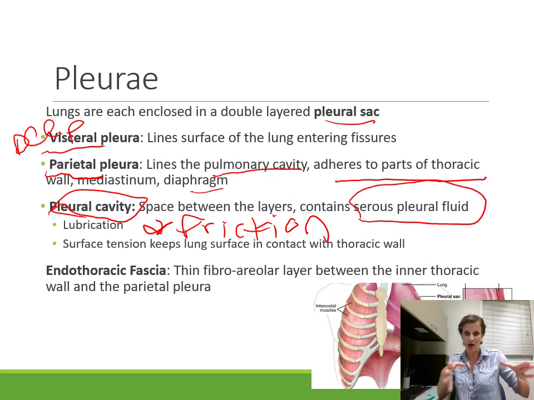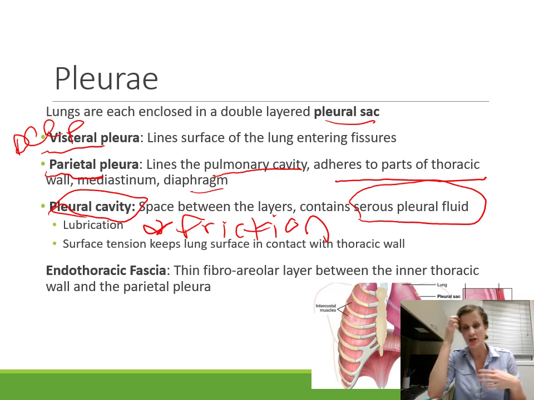It keeps them in contact with each other so that the lungs don't just deflate with all of the changing pressure and the elasticity. The lungs are really elastic, so they want to just snap in. The surface tension between the two layers helps to keep the lungs inflated and in contact with the thoracic wall.